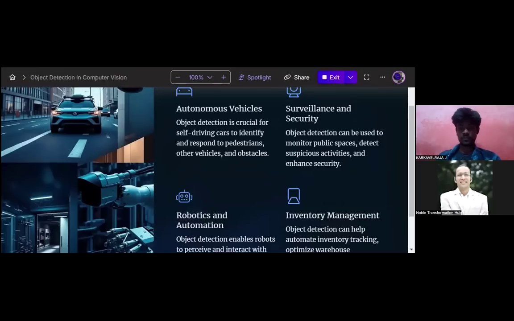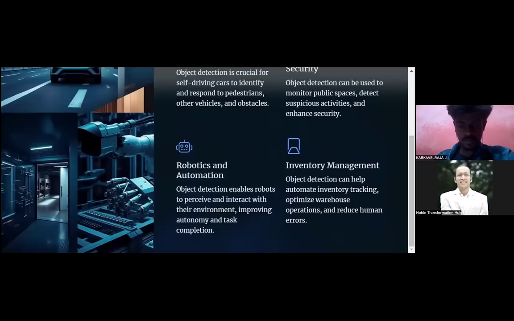Besides autonomous vehicles, you can also use it for cycles, small vehicles, and different category vehicles like trucks and others. You can also use it for other robots and stuff. Okay, so n number of uses: surveillance, security, robotics and automation. You can use it for inventory management in big supply chain management companies.